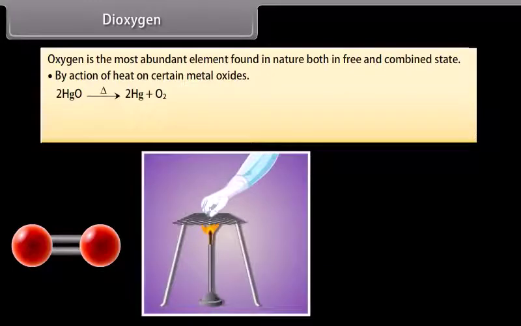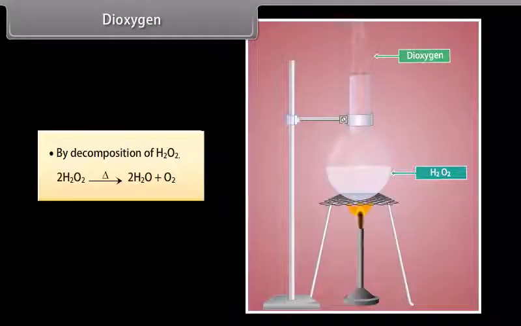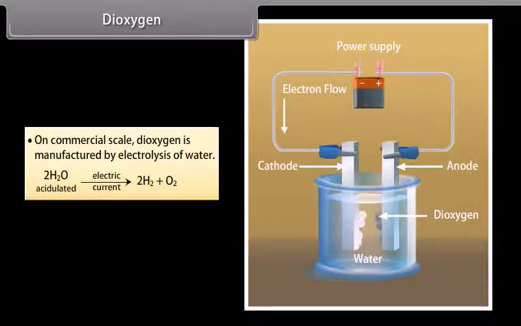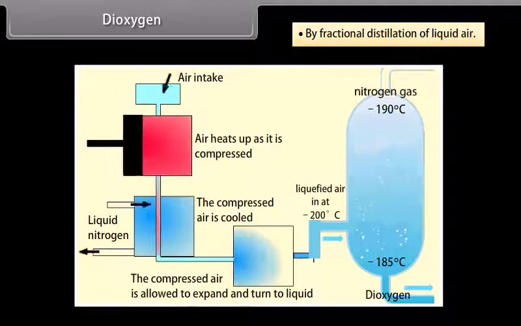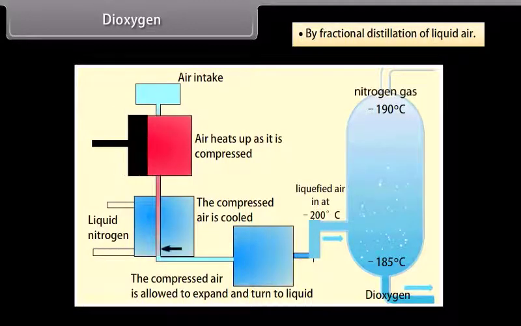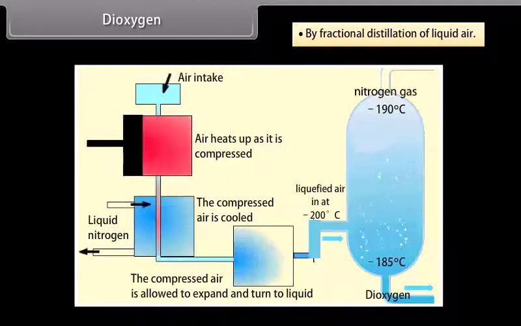By the action of heat on certain metal oxides. By the action of heat on certain alkali salts which contain oxygen. By decomposition of H2O2. On commercial scale, dioxygen is manufactured by electrolysis of water and by fractional distillation of liquid air. When liquid air is distilled, nitrogen with lower boiling point distills out first, leaving behind practically pure dioxygen.